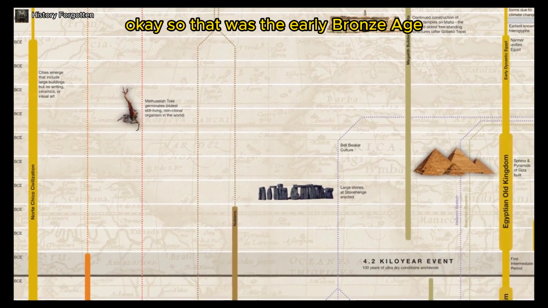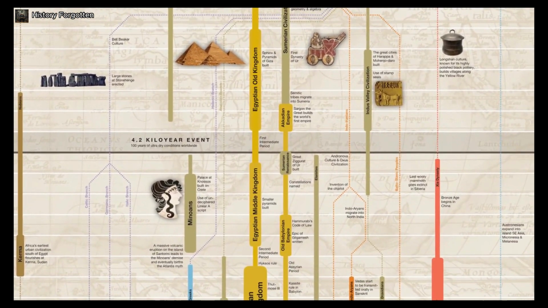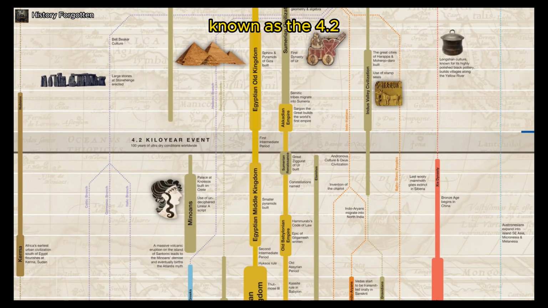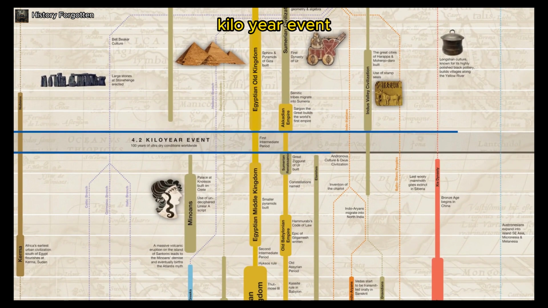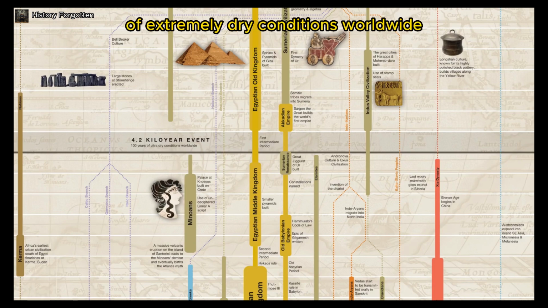Okay, so that was the early Bronze Age. Now let's look at the Bronze Age proper. Dividing these two time periods is a very important event known as the 4.2 kiloyear event, named because it occurred approximately 4.2 thousand years ago. The exact cause of the event is still debated, but what we do know is that it resulted in approximately 100 years of extremely dry conditions worldwide.